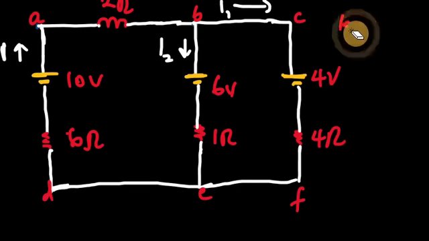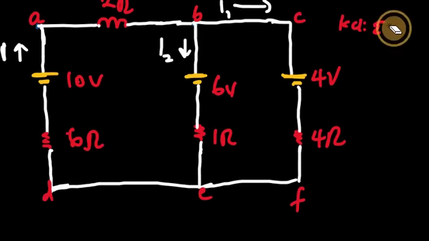Kirchhoff's current law states that the sum of currents in a circuit equals 0. That is, the sum of the currents that flow in a circuit should equal 0. Or the sum of the current that enters a junction equals the sum that leaves.